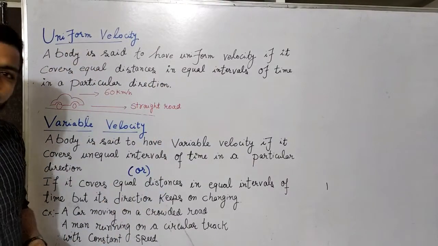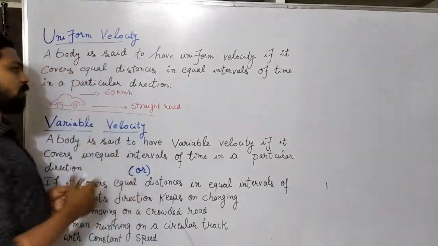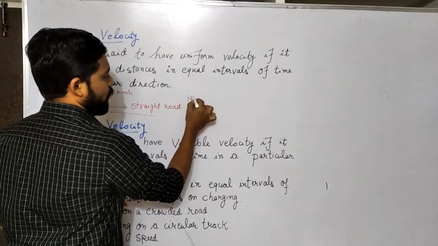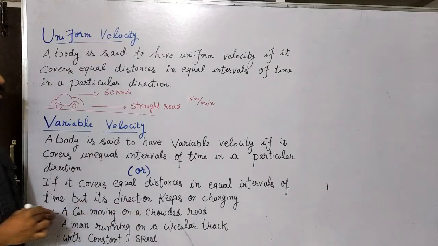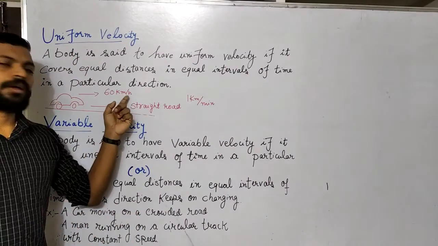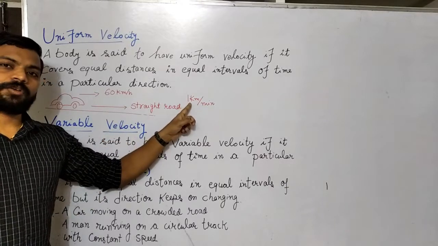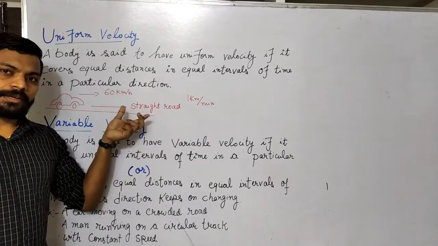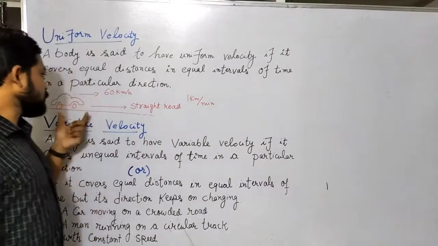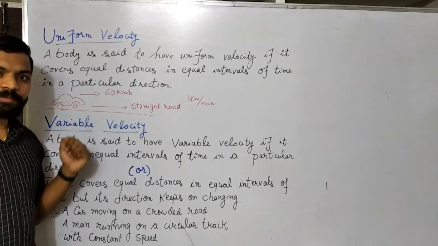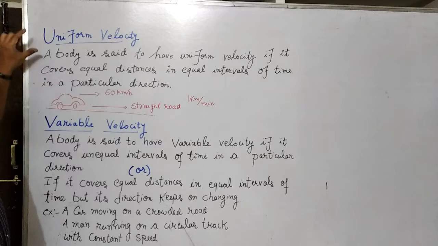And if I split this entire journey into minutes, then let us say this car is traveling 1 kilometer per minute. Because we know that 1 hour has 60 minutes, and if in each minute it travels 1 kilometer, that means every minute it is traveling with the same speed. Then we say that the car is traveling with a constant speed, right? So this is an example of uniform velocity.